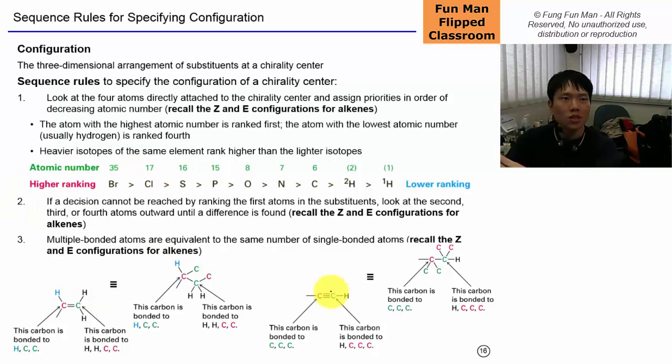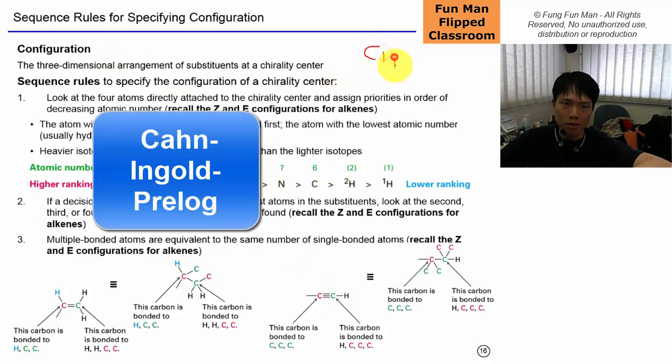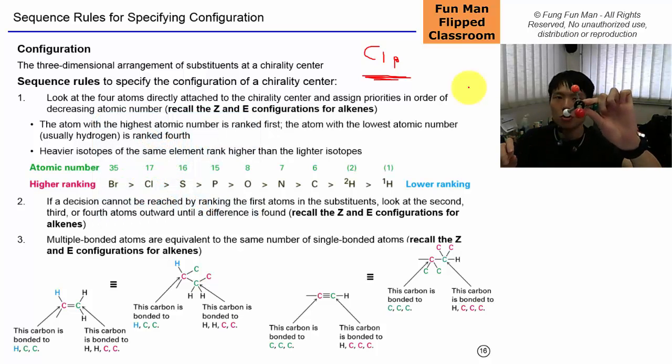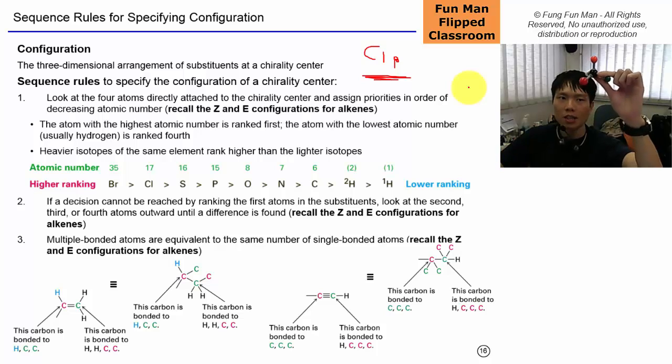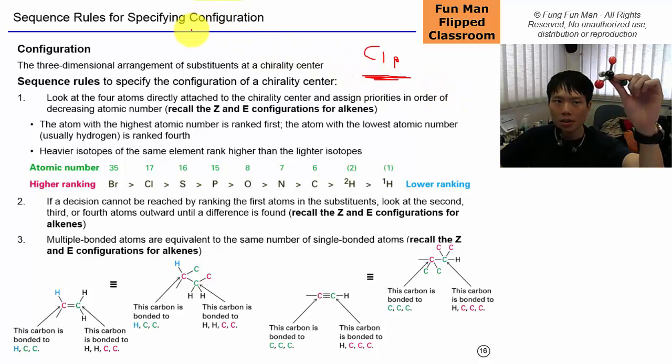Next, I'll be teaching you some rules to specify the configuration of a chiral center. Basically, you need to know the ranking. Remember last time in alkenes we talked about the E and the Z form. It is the same: the Cahn-Ingold-Prelog rule, the CIP rule. I hope you can still remember them. So now we are using this rule for an sp3 carbon center and determine its configuration. Take note, not conformation but configuration.